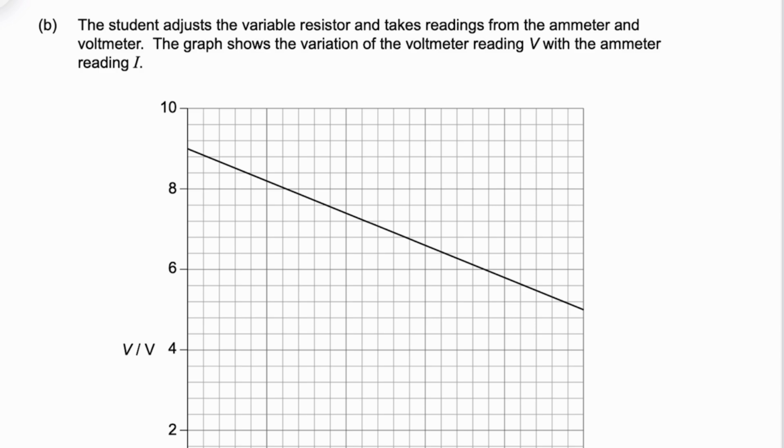The student adjusts the variable resistor and takes readings from the ammeter and voltmeter. The graph shows the variation of voltmeter reading V with the ammeter reading I. Whenever I see a VI graph and I see this shape, I automatically think of internal resistance. This is the classic internal resistance graph. The y-intercept is the EMF and the gradient is the internal resistance. So let's see what the next question is.